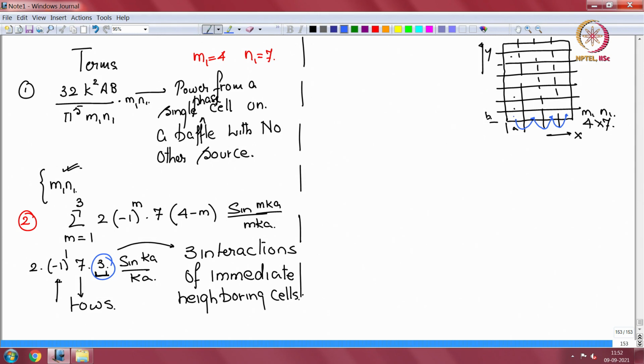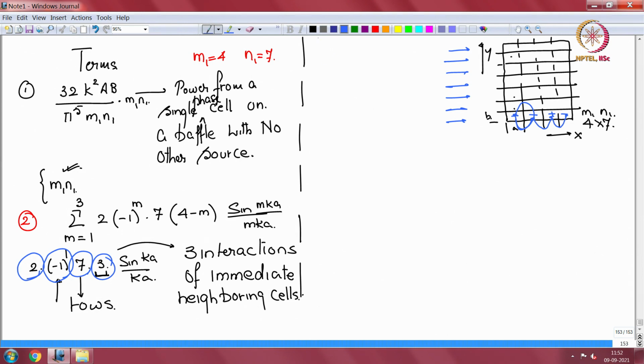And this is a plus, suppose, then this is a minus, and this is a plus, this is a minus, so there is a phase change of a minus 1 across the cell. And I get 7 of these because there are 7 rows, and I get a 2 because there are 2 cells involved. Interaction of this with this, interaction of this with this. That's the meaning of the first term, for m equal to 1.